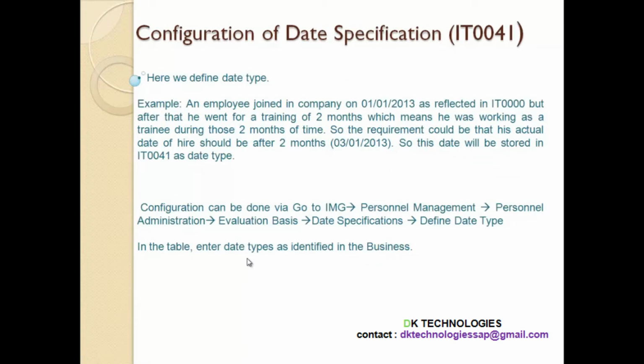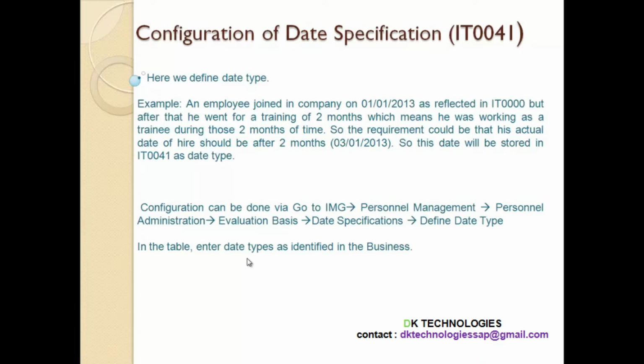Now let us understand what this date specification infotype 41 means. In infotype 41, we define the date type and store the date for that date type. Let's see an example. An employee joined a company on 1st of January 2013, and this date is already in infotype actions, because actions is the first infotype where you basically store the action as well as the date.